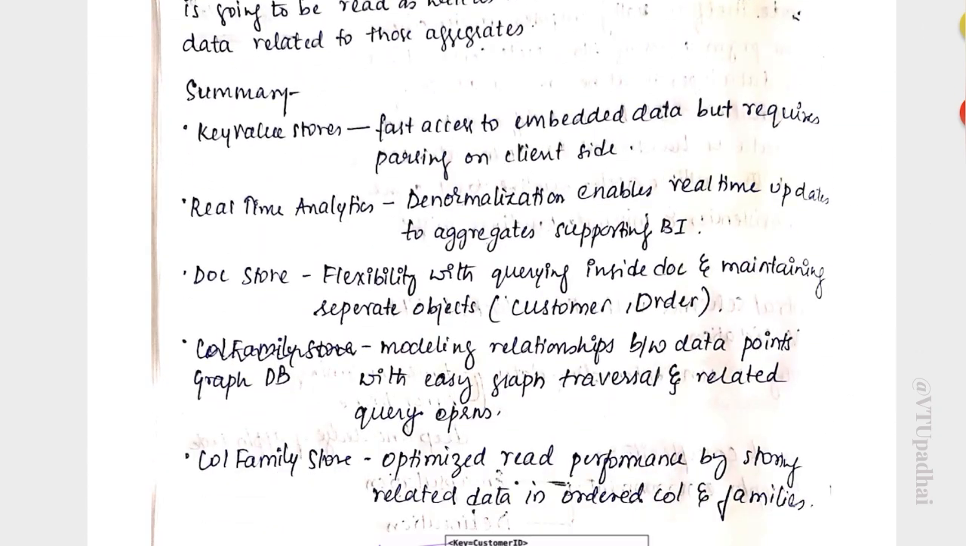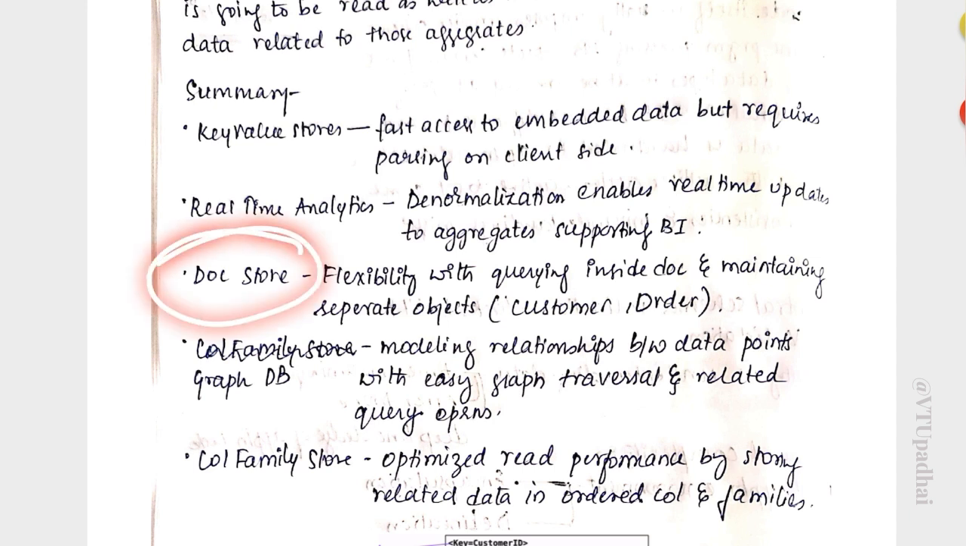So here we have a summary about the figures which are given below. The first one is key value stores. Key value stores are ideal for fast access to embedded data, but it requires parsing on the client side. Next we have real-time analytics. Real-time analytics will involve denormalization, and it will have real-time updates to aggregates, supporting business intelligence.